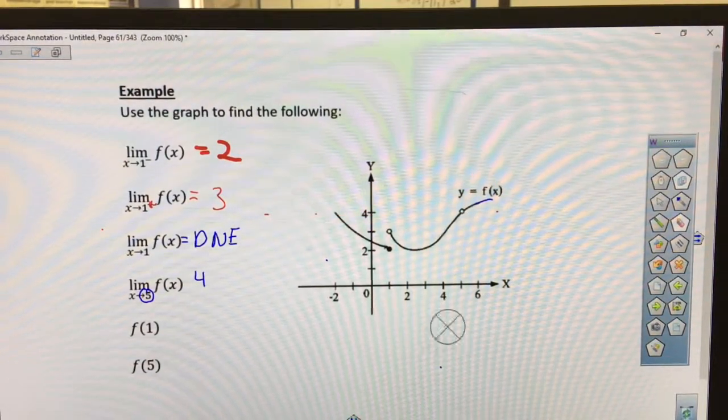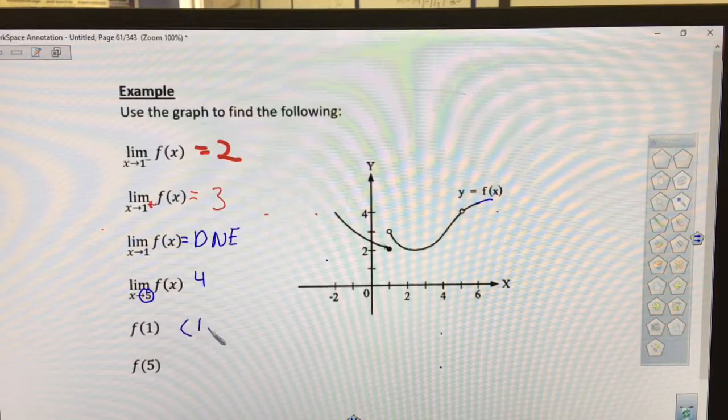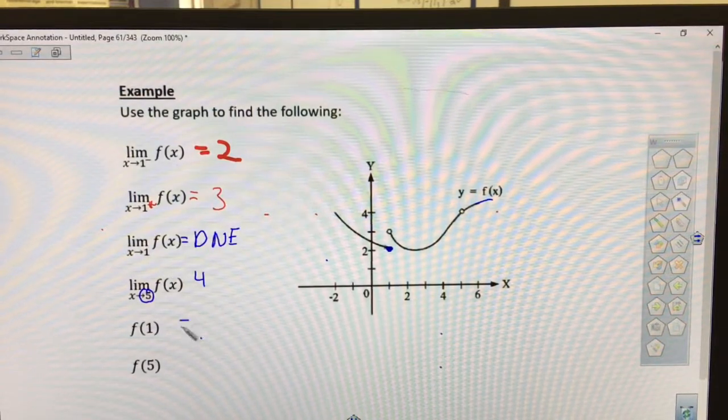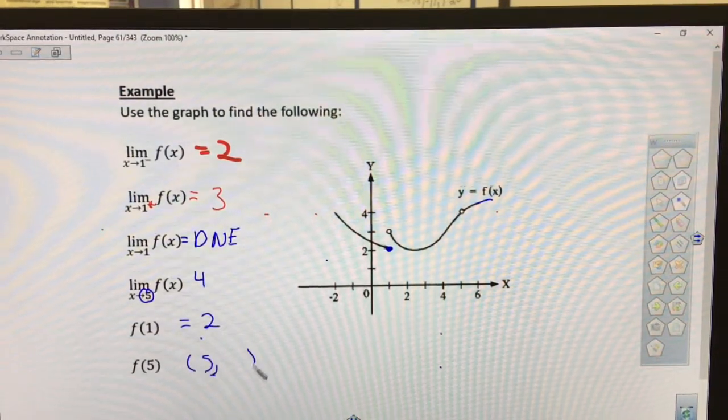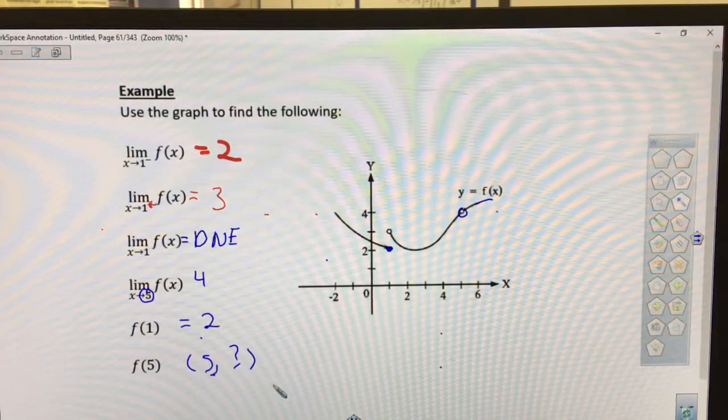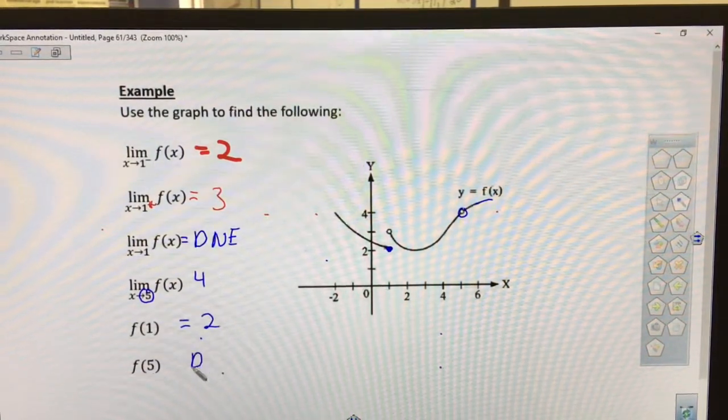This is just old school algebra 1. What this is saying is when x equals 1, what's y equal? So when x equals 1, I have to go to the closed dot. What's y equal? 2. When x equals 5, it's asking what the y value is. So when x equals 5, is there a y value? No. There's an open circle there. So it's D and E.